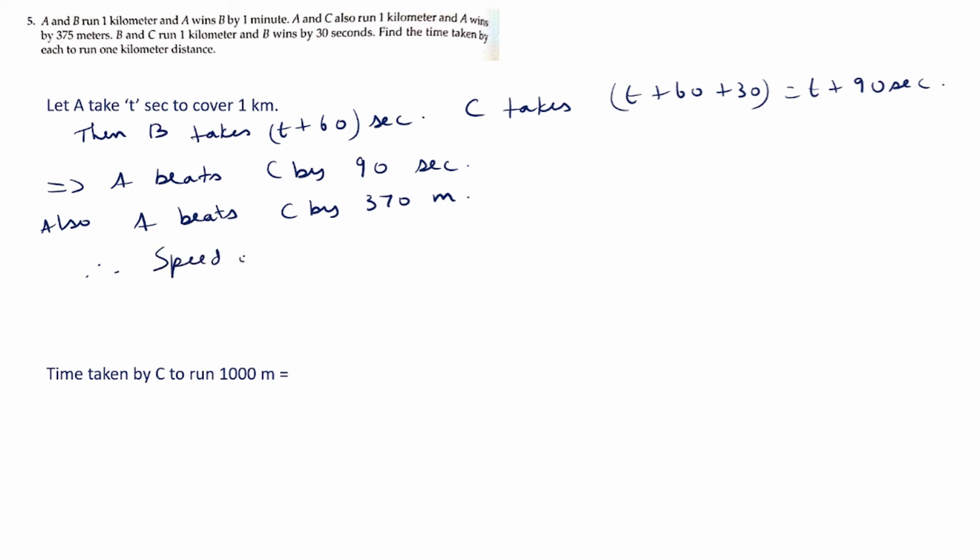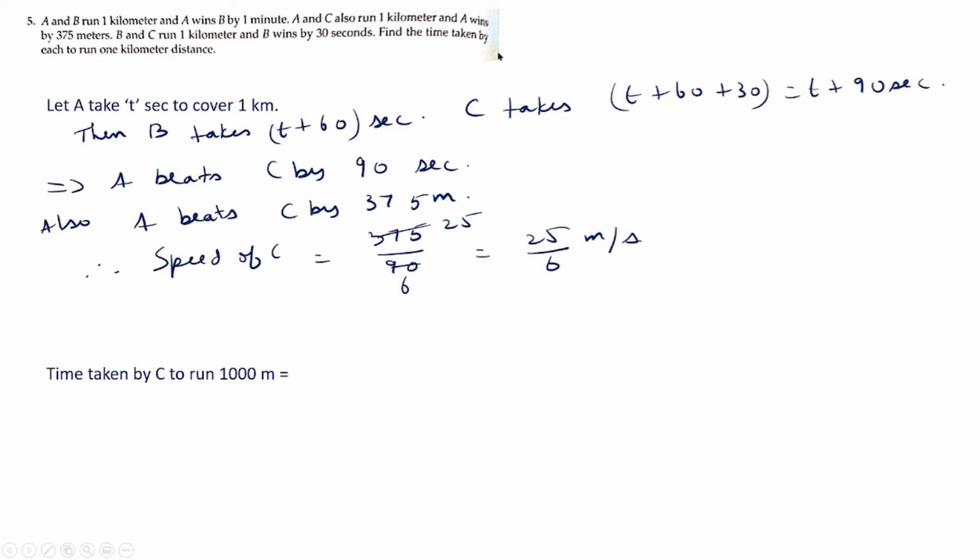Therefore, speed of C equal to distance by time. 375 upon 90. So when we simplify, it goes in 15, 25 times, 25 by 6 meters per second.